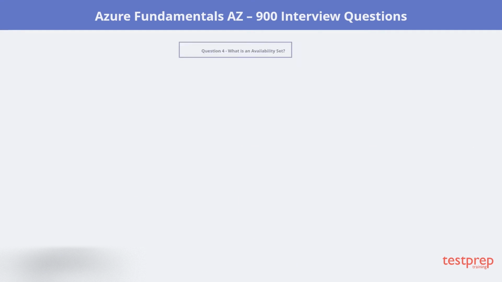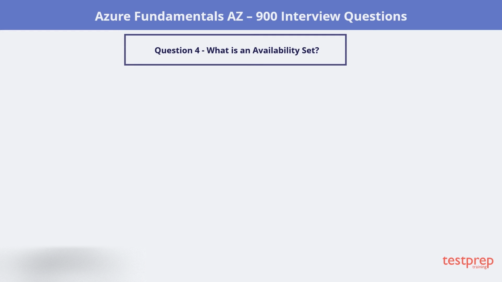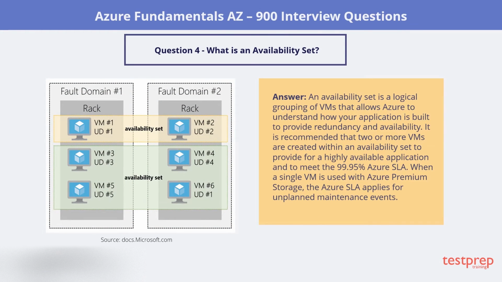Question 4. What is an availability set? An availability set is a logical grouping of VMs that allows Azure to understand how your application is built, to provide redundancy and availability. It is recommended that 2 or more VMs are created within an availability set, to provide for a highly available application, and to meet the 99.95% Azure SLA. When a single VM is used with Azure Premium Storage, the Azure SLA applies for unplanned maintenance events.